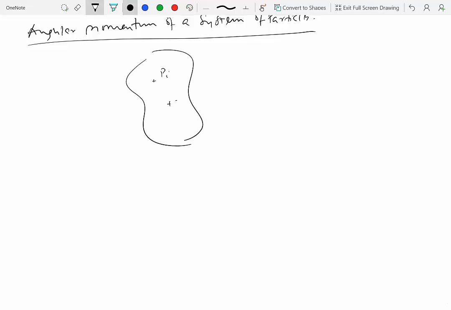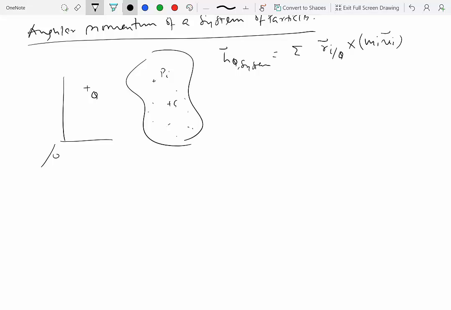So we have a system of particles. Let's say this is particle P_i, and we have a center of mass, and we have a lot of particles around here. We have O as our reference frame, and then we have a point Q. Okay. So H_Q of the rigid body, or the system, let me say, is equal to sigma r_i/Q cross m_i v_i, the velocity of the particle i. And of course, the center of mass may also be moving, so that has velocity v_G. And r_i/Q is basically this vector, the position vector of i with respect to Q.